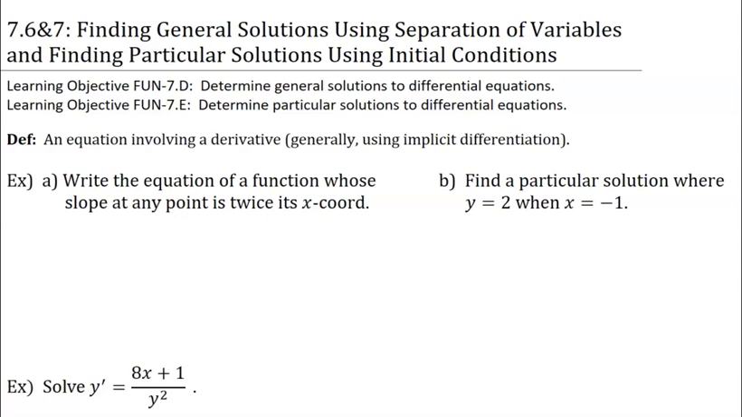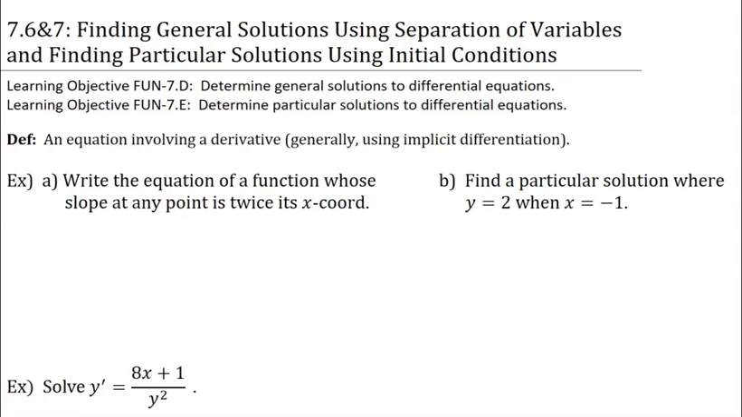Sections 7.6 and 7.7 are solving differential equations, which means finding either general or particular solutions. Both of them use separation of variables, and then particular solutions use initial conditions. So all of this is related. Okay, so we are going to determine general solutions and particular solutions to differential equations.